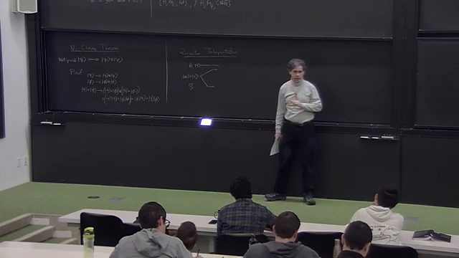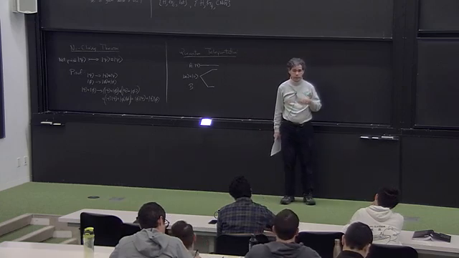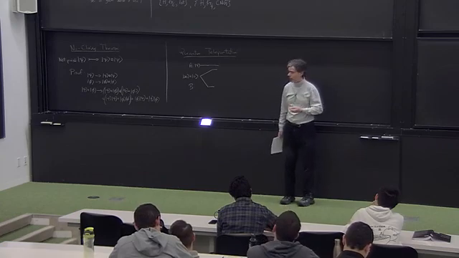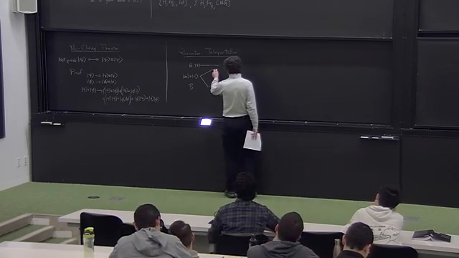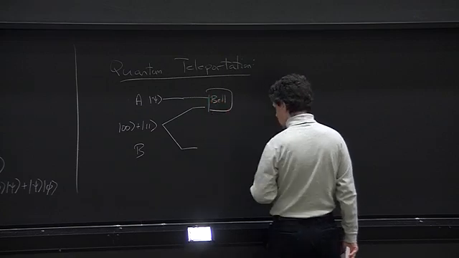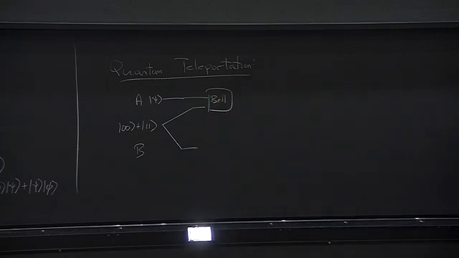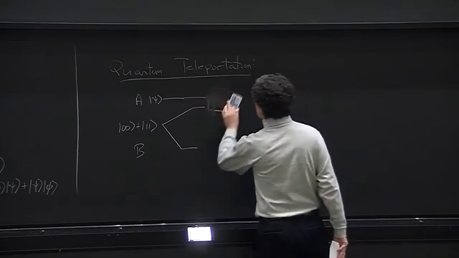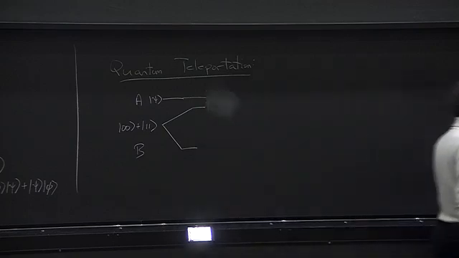Now that they have this state, they have another option for how to send Alice's qubit to Bob. What they can do is, Alice will do a Bell measurement here. Maybe I should break this down, actually. Make sure I get it right.